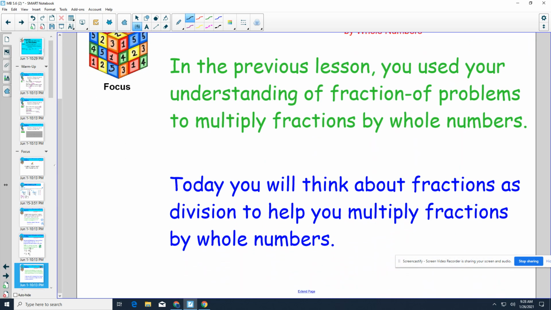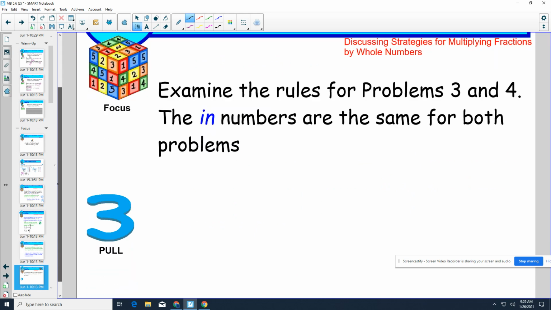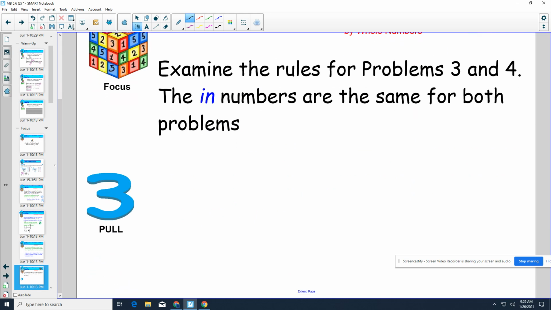In the previous lessons, you used your understanding of fraction of problems to multiply fractions by whole numbers. So today you will think about fractions as division to help you multiply fractions by whole numbers. It does seem kind of funny that we would do it that way, but it does work. So examine the rules for problems 3 and 4. The n numbers are the same for both problems.